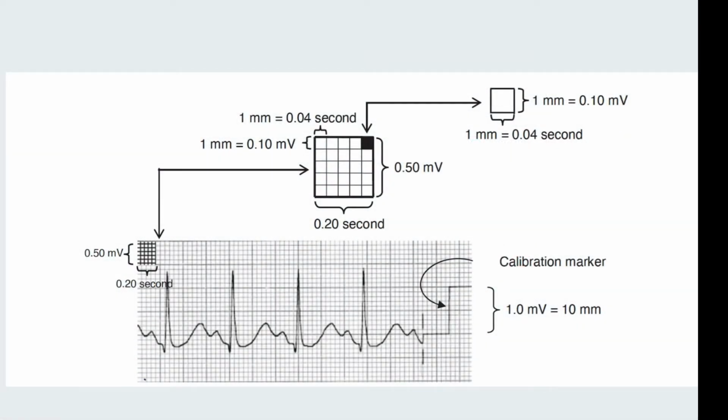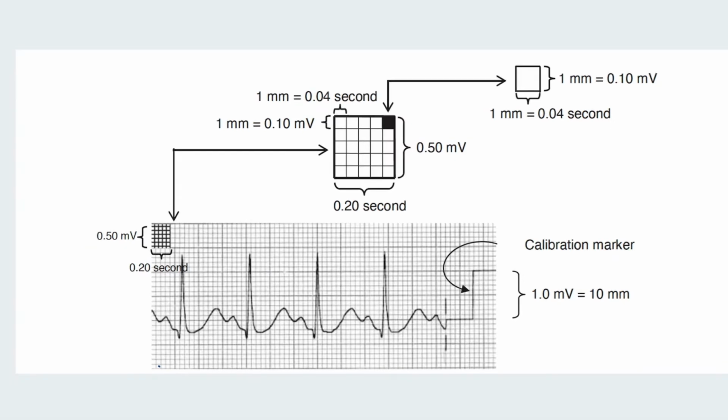The ECG paper consists of parallel vertical and horizontal lines forming small squares which are 1 millimeter wide and 1 millimeter high. Every fifth line is highlighted and darker than the other lines, thus defining a larger square of 5 small squares vertically and horizontally. If you see here carefully, after every fourth thin line we have a thick line, and this constitutes one big square.